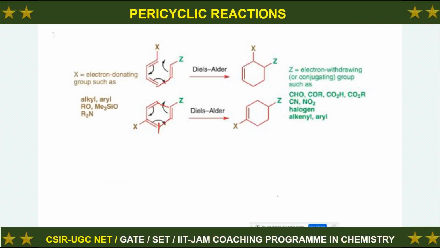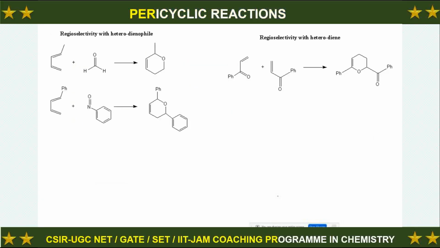So this is a screenshot from Clayden that also explains the same thing I explained now. X is the electron donating group, Z is the electron withdrawing group. So these are all examples of electron withdrawing groups. Okay, now regioselectivity. This is a double bond between carbon and oxygen. These also can undergo a 4+2 cycloaddition to give pyranone systems.